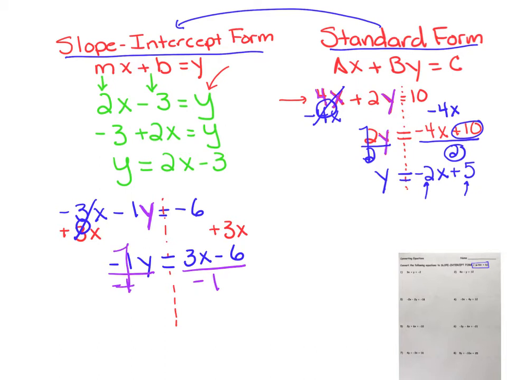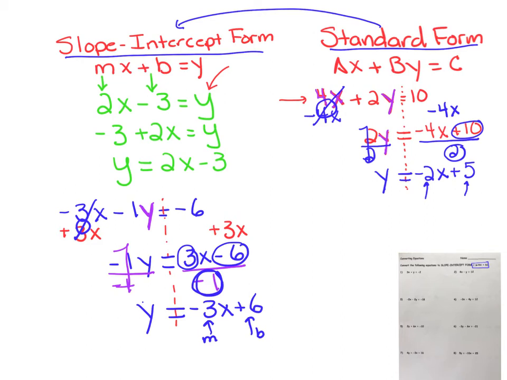This one's out, and we're left with y equals, well, a positive 3 divided by a negative 1 is negative 3x, and a negative 6 divided by a negative 1 is a positive 6, or a gain of 6. Once again, we started in standard form, and now we have slope-intercept form. Let's try one more.